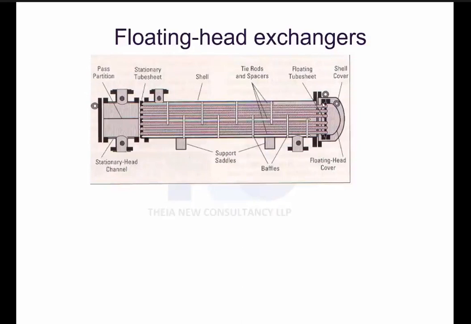Again, I want to clean the shell side. You open the bonnet, take it out, pull the tubes. Tubes can be pulled out and cleaned. Now I want to clean the tube. You open this, the tubes are exposed. You can hydrojet or you can do chemical cleaning. So this is an excellent exchanger in terms of everything. Clear? But it is expensive.